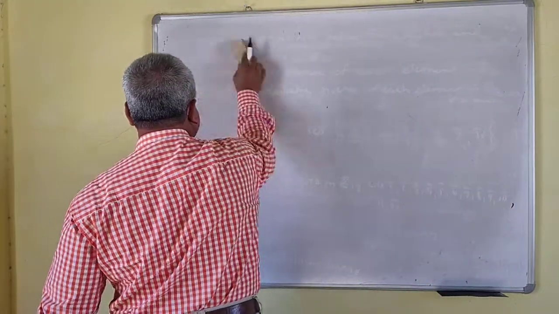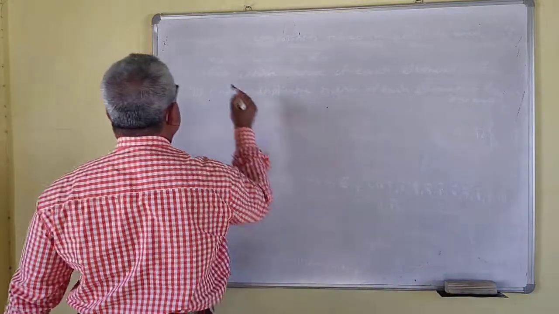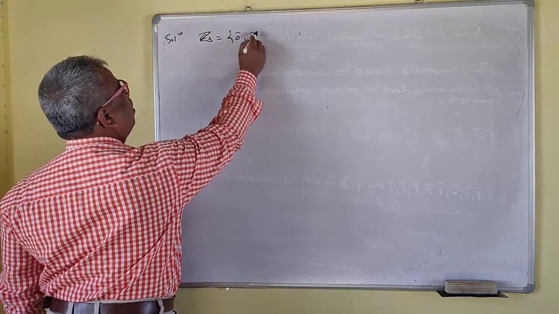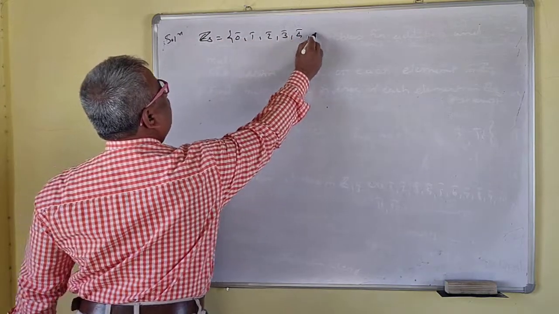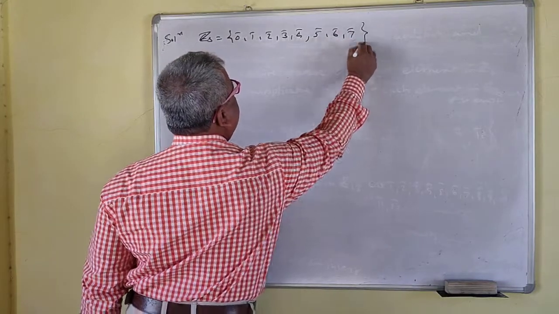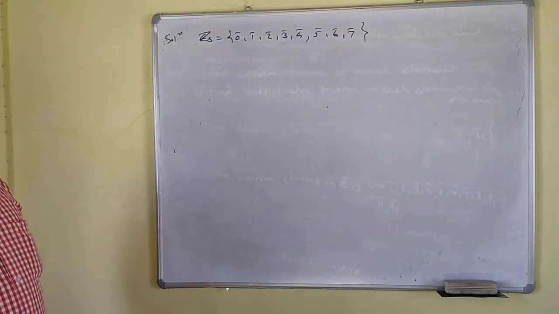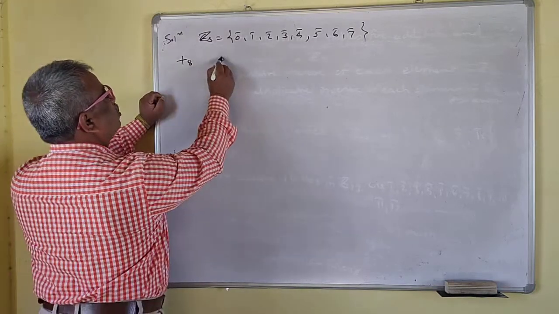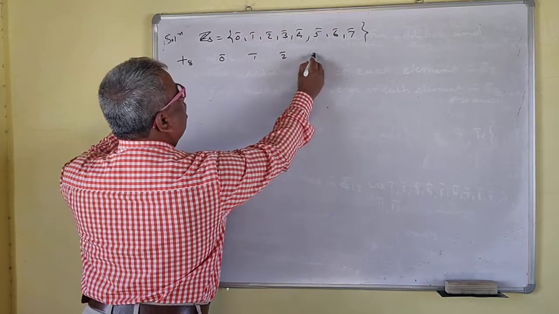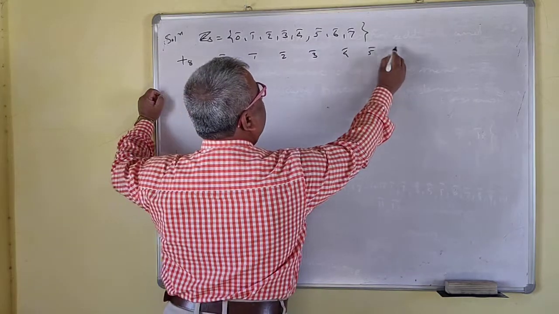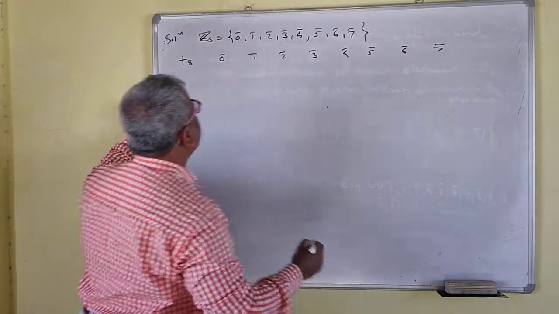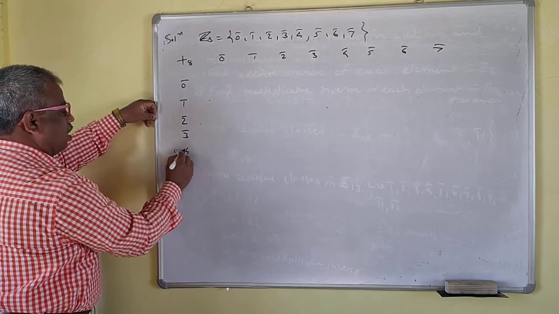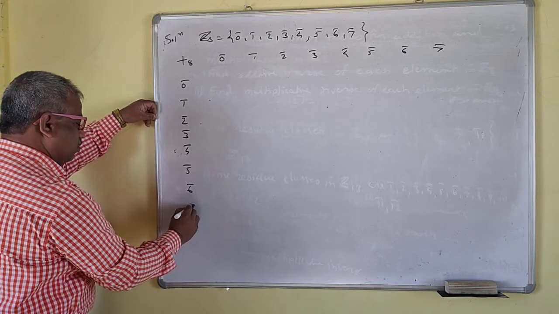First we write what Z8 is. Z8 is nothing but 0 bar, 1 bar, 2 bar, 3 bar, 4 bar, 5 bar, 6 bar, 7 bar, not 8 bar, because 8 bar is the same as 0 bar. First we will do the addition table, addition modulo 8. Here we write 0 bar to 7 bar, and here also we write 0 bar to 7 bar.